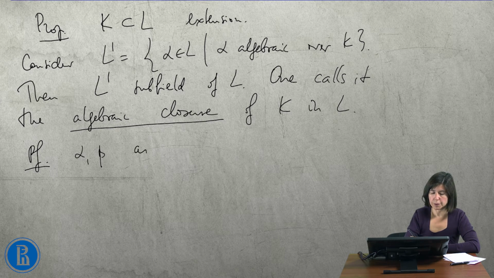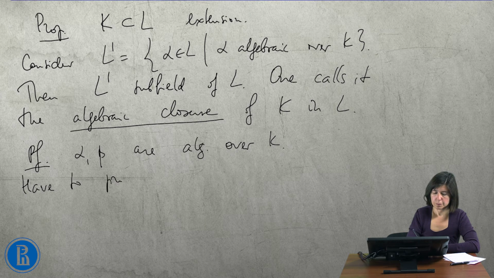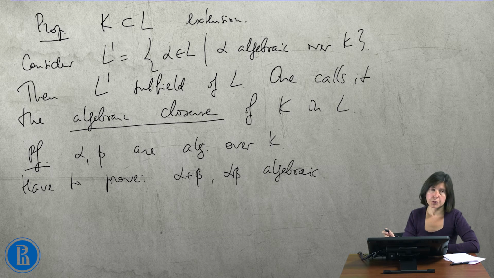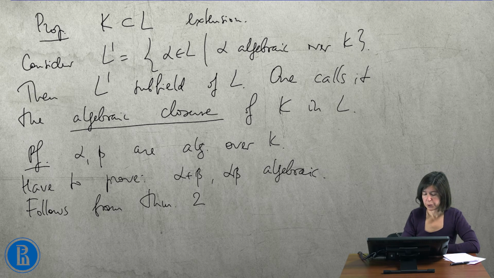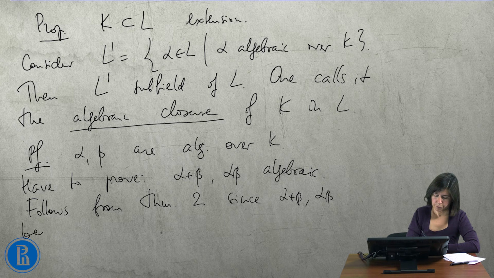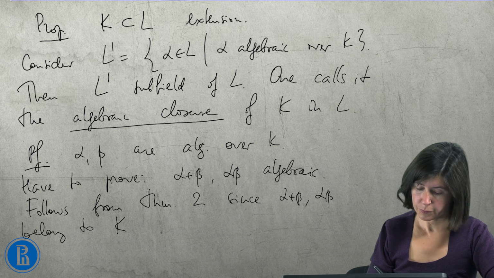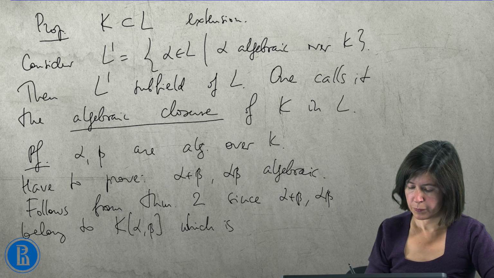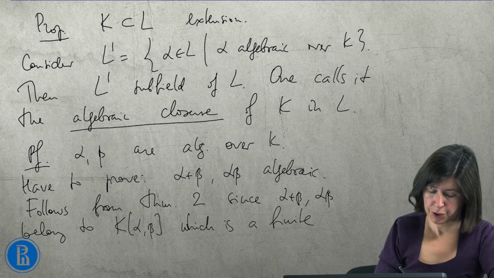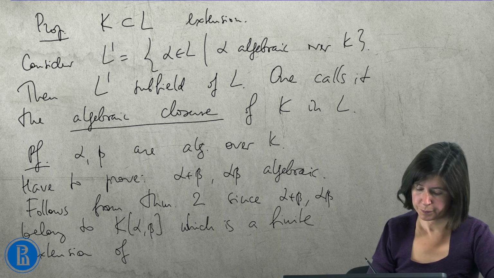If alpha and beta are algebraic over K, we have to prove that alpha plus beta and alpha beta are algebraic. But this is trivial, it follows from theorem 2, since alpha plus beta and alpha beta belong to K of alpha, beta, which is a finite extension of K by theorem 2.